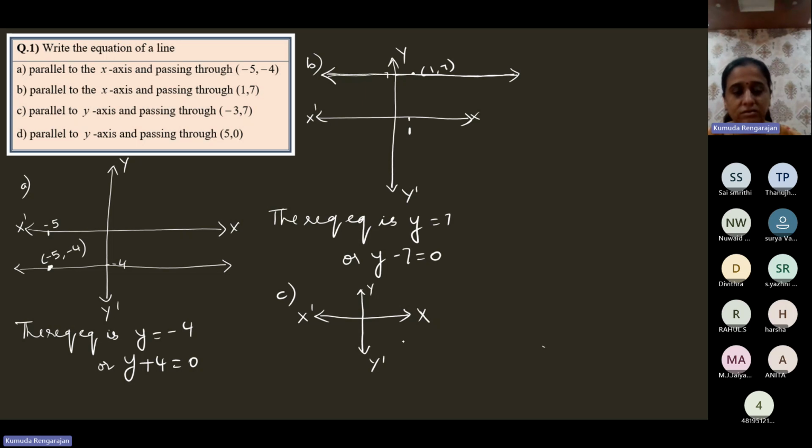Next one. Parallel to the y-axis, and it's passing through minus 3, 7. So this point is minus 3, 7. It's parallel to the y-axis and it passes through minus 3, 7. So what's the equation, children? If it's parallel to the y-axis, the equation will be of the form x is equal to a constant, x is equal to a. So what is a here? What's the value of a? The required equation is?